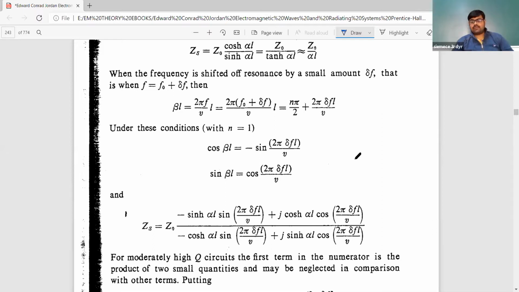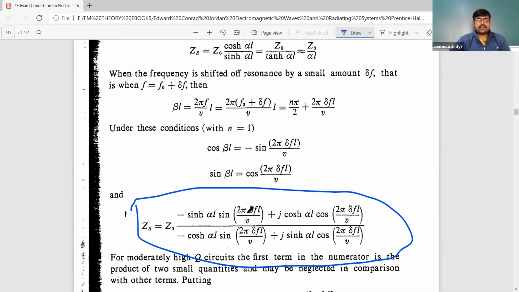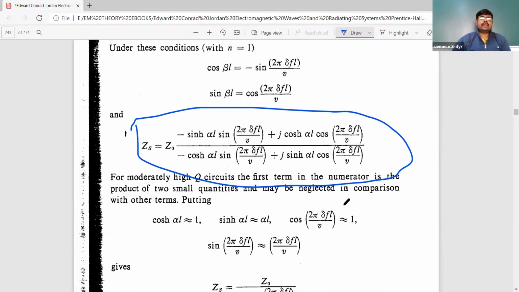So we have seen the expression for the J S, because that is a very bulky equation. With different parameters, we will see the sign reversal. We are getting the sign reversal parameter here. For reasonably high Q circuits, the first term in the numerator is the product of two small quantities and may be neglected in comparison with the other terms. Putting cosh alpha L equals 1 and sinh alpha L equals alpha L.